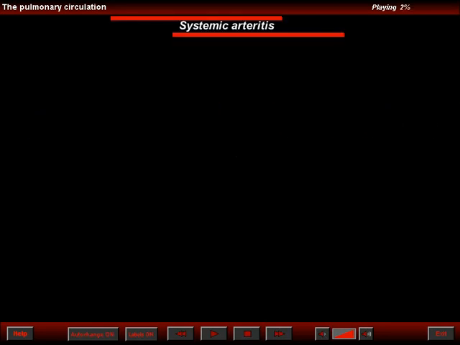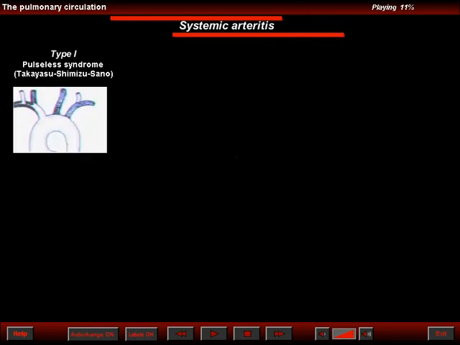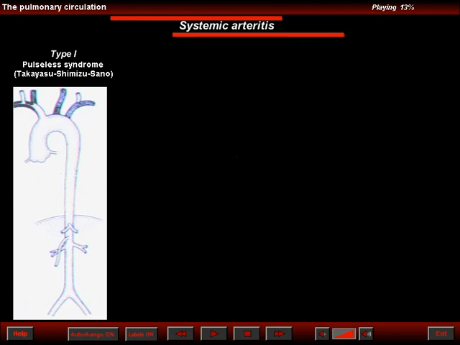Systemic arteritis has been classified in several ways. This is one of the classifications. Type 1 is the pulseless syndrome, which means that the person may have no radial pulses, and there may be no carotid arterial pulses as well. This is called the Takayasu-Shimizu-Sano type.